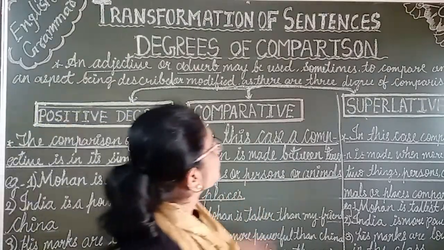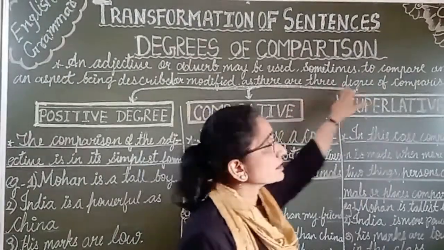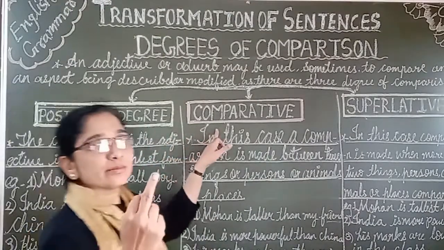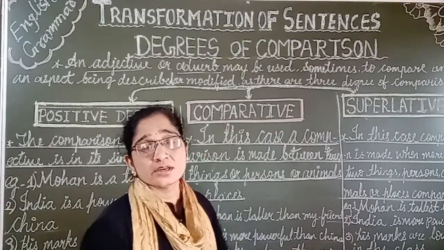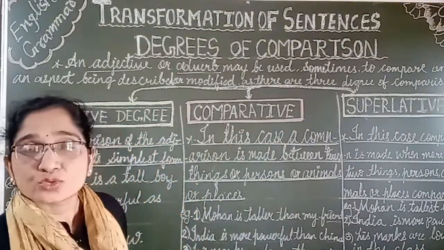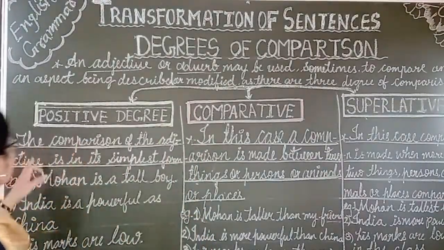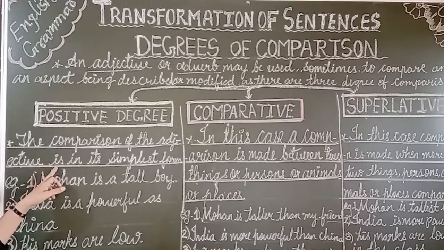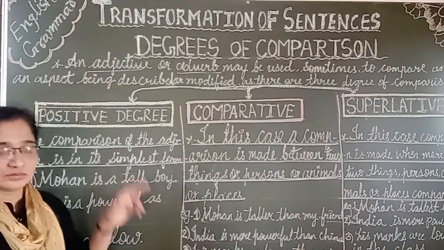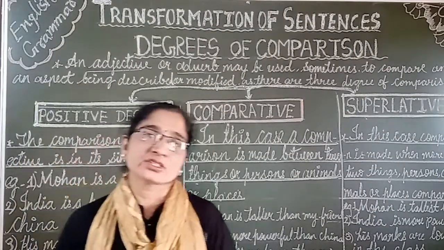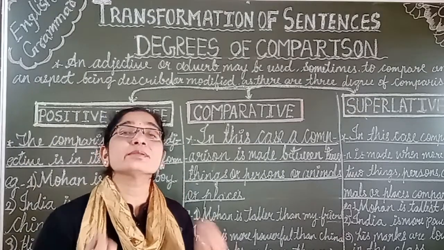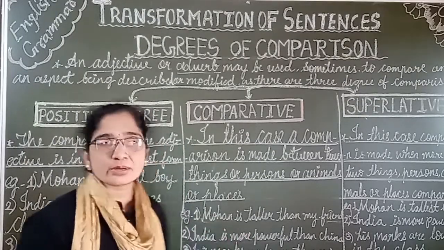There are 3 degrees of comparison. What are they? First the positive degree, then the comparative degree, and then the superlative degree. Positive degree means the comparison of the adjective is in its simplest form. Just only comparison. I am the best. Like that, we are describing ourselves. That is called a positive degree.